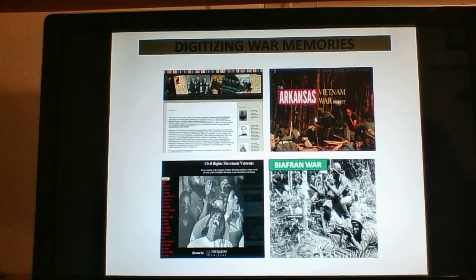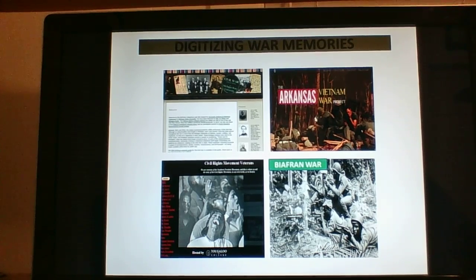Okay, so on the screen you can see the caption, which is digitizing war memories. It's the theme of these projects you're looking at. The first project on the screen is the Civil War Collection Project. It was built by Michigan State University. Then the second project is the Arkansas Vietnam War Project. The third is the Civil Rights Movement Veterans Project. Then the fourth one isn't a project, but my intended project. It's going to be based on the Biafran War.